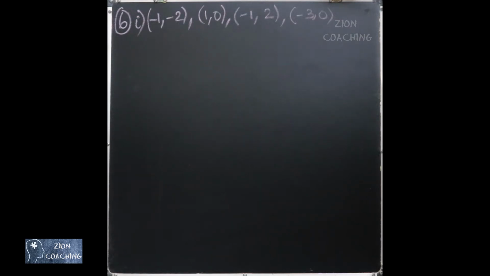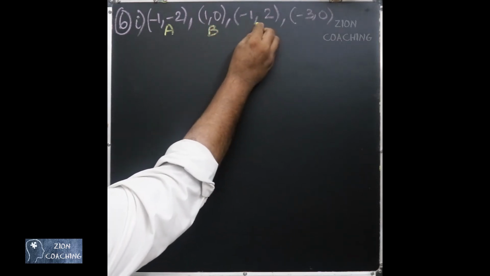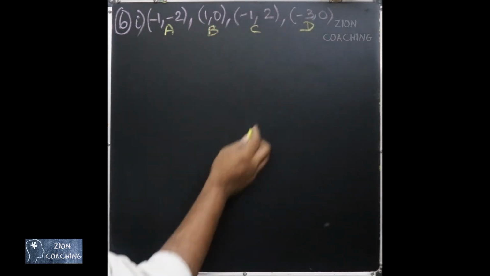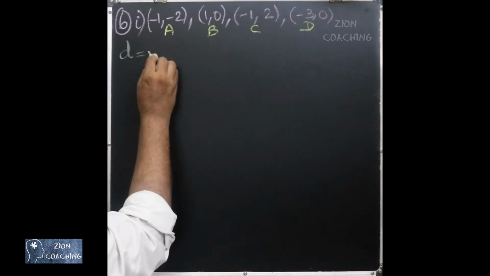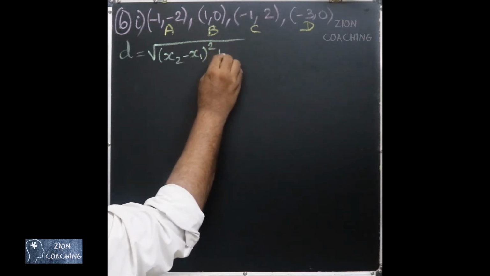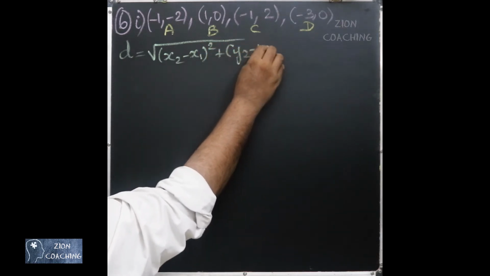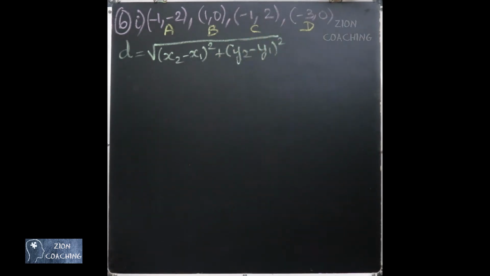The first subdivision, the coordinates of the vertices are (-1, -2), (1, 0), (-1, 2) and (-3, 0). First we will find the distance between all these four sides. The distance formula is root of (x2 minus x1) the whole square plus (y2 minus y1) the whole square. Using this formula we are going to find the distance between any two vertices. So we will do one by one.